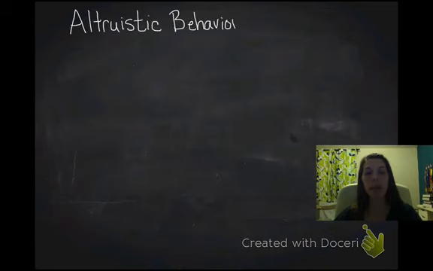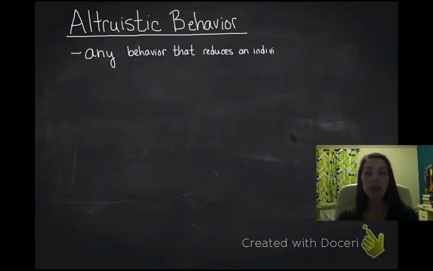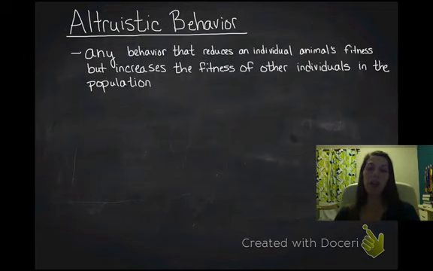When we're talking about behavior, altruistic behavior is any behavior that reduces an individual animal's fitness but increases the fitness of others in the population. And when we're talking about fitness, you have to remember we're talking about an individual's ability to survive and reproduce. So any behavior that reduces an organism's ability to survive and reproduce, but increases the probability that other individuals in its population will survive and reproduce, we would classify as altruistic behavior.